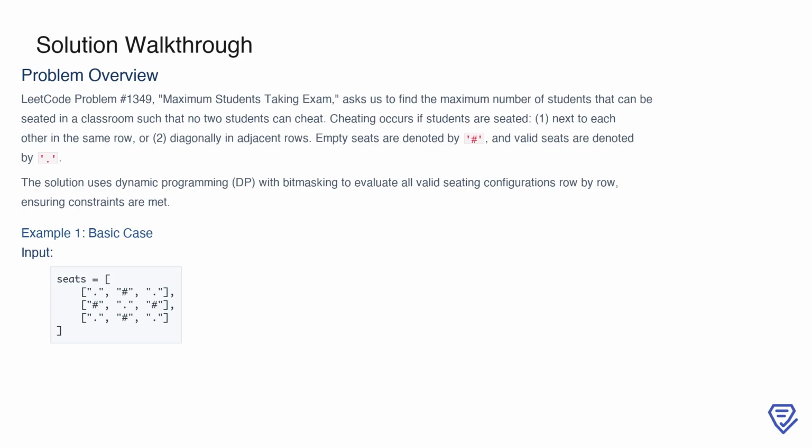To approach this, we use dynamic programming combined with bit masking. This allows us to systematically evaluate all possible seating configurations row by row, ensuring that all constraints are satisfied. Let's begin by considering a basic example with a grid of 3 rows and 3 columns. Here, the seating arrangement alternates between valid and empty seats, forming a straightforward case to analyze.